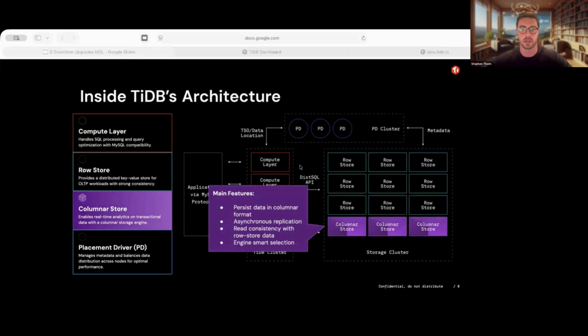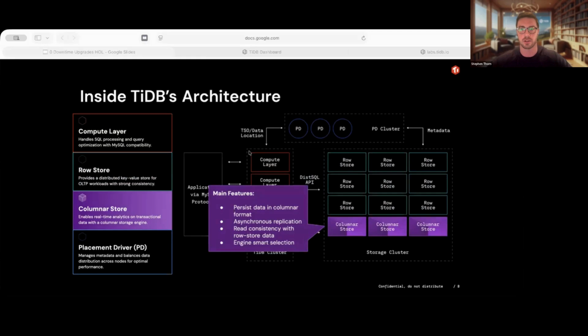TiFlash, which is shown in purple here, is our optional columnar storage engine. TiFlash nodes replicate data from TiKV, again, that's the row data, into a columnar format suitable for analytical queries. This replication is asynchronous but near real time. TiFlash allows heavy analytical queries to be run without impacting the transactional workload.